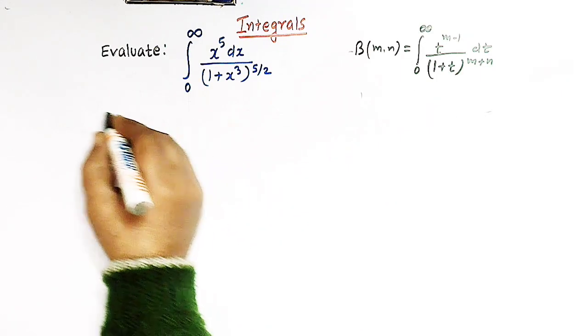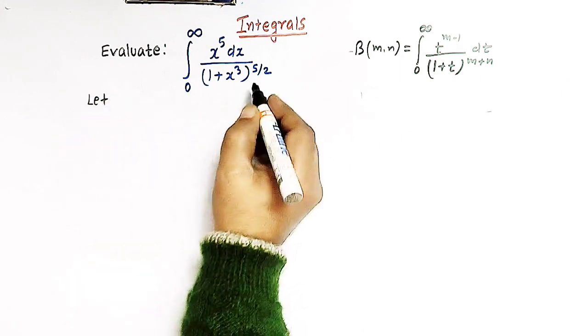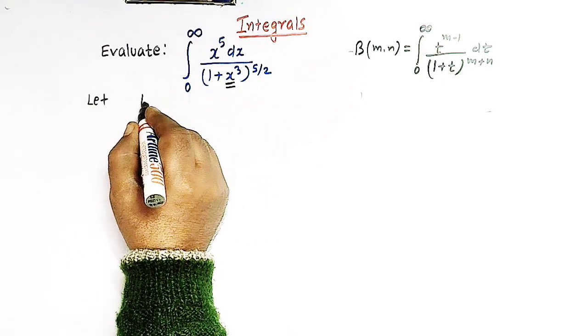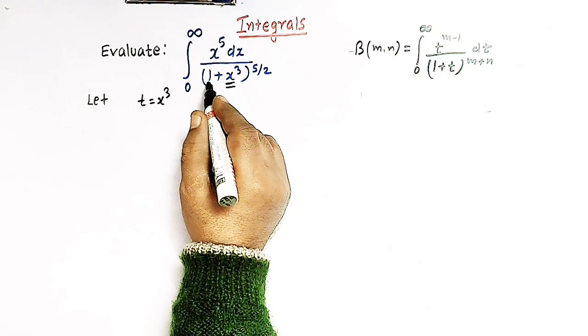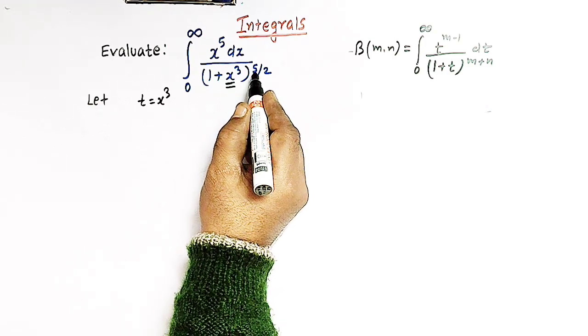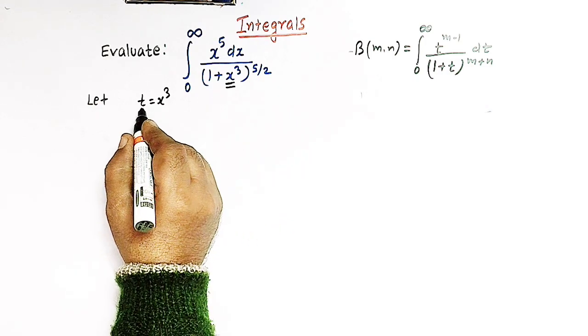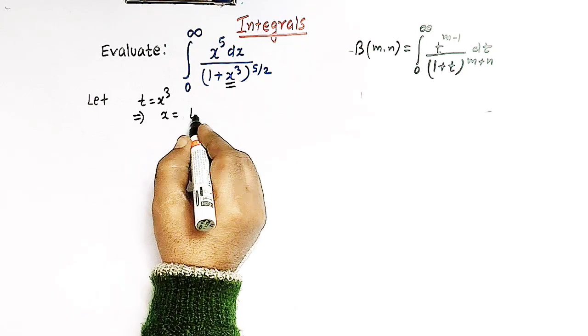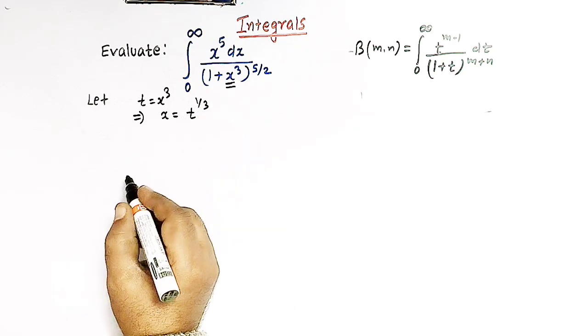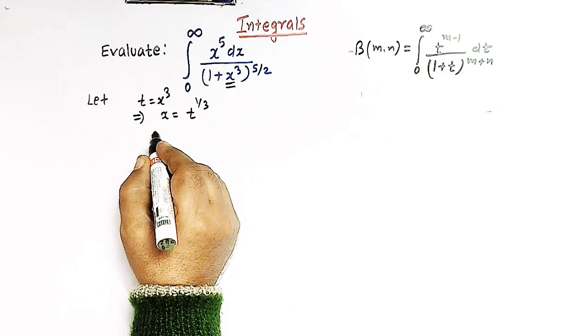So now let us first substitute t is equal to x cubed, so that this term becomes (1 plus t) raised to 5 over 2. So we'll take t is equal to x cubed, and this implies that x is t raised to 1 over 3. So let us differentiate x with respect to t.